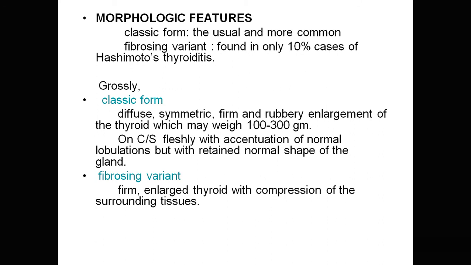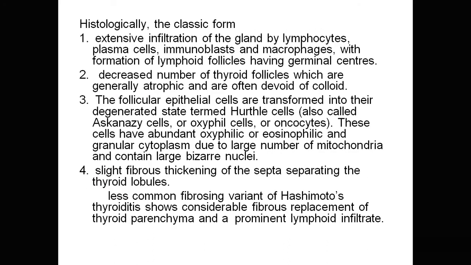Morphological features: the classical form and the fibrosing variant. The classical form is usually more common. Grossly, it is a diffuse, symmetric, rubbery enlargement of the thyroid gland. So it is always diffuse, symmetric, with rubbery consistency. On cut section, there is a fleshy appearance with accentuation of the normal lobulation but with retained normal shape of the gland. The fibrosing variant is a firm and large thyroid with compression of the surrounding tissue.